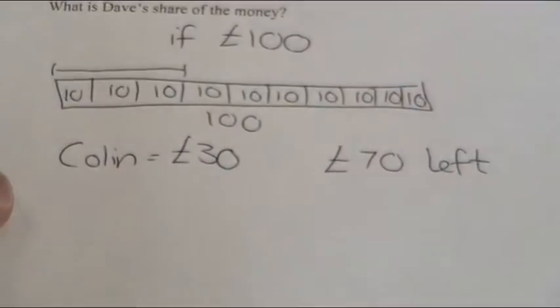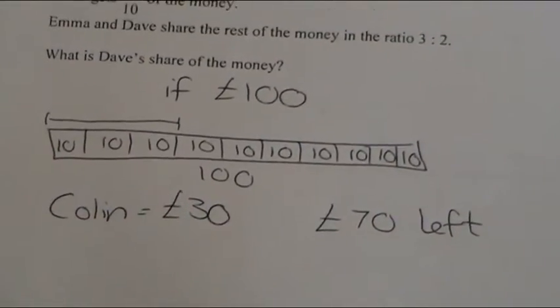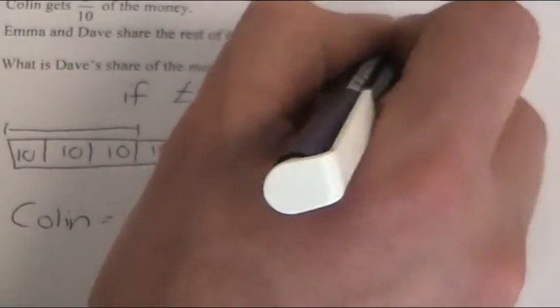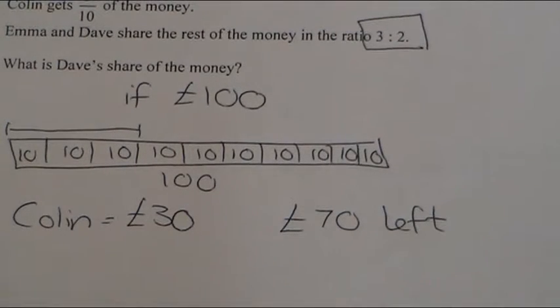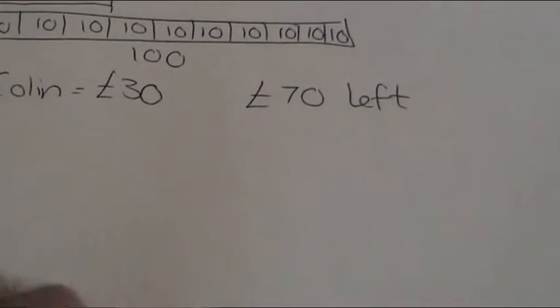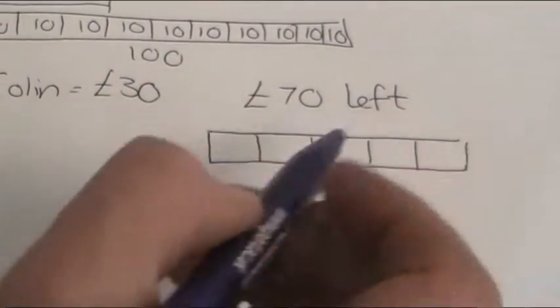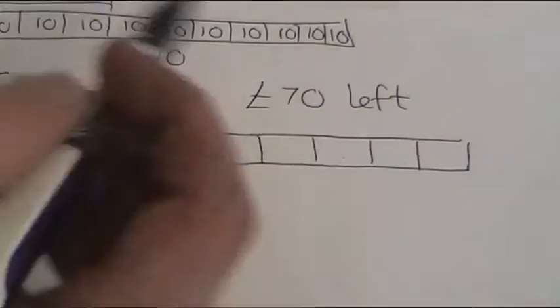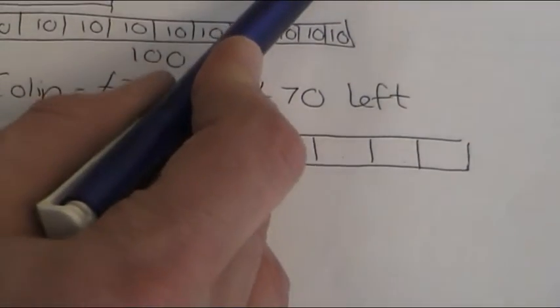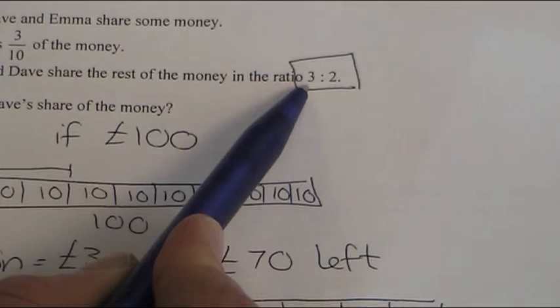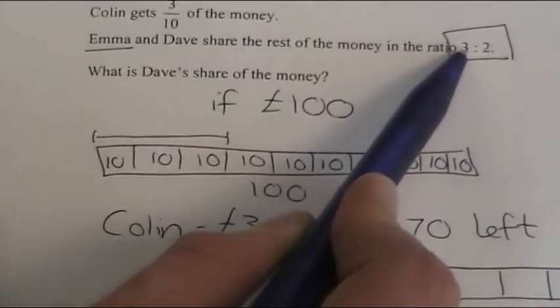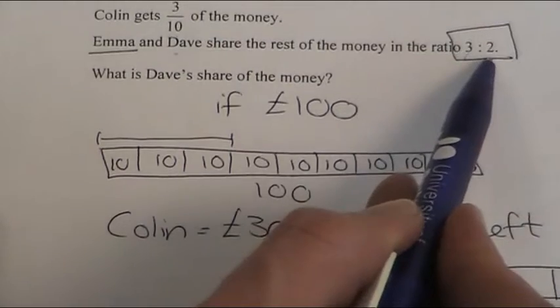Right, this is when it gets tricky. So Emma and Dave share the rest of the money in a ratio of 3 parts to 2 parts. And if you say this out loud, 3 parts to 2 parts, you should realise that there are in fact 5 parts in total. So now, if I draw a new bar, and I split it into 5 parts, 3 of these going to Emma, and 2 of these going to Dave, because Emma's name is first, that means she has the first part of the ratio here. And Dave's name is written second here, so that means Dave gets the 2 parts.